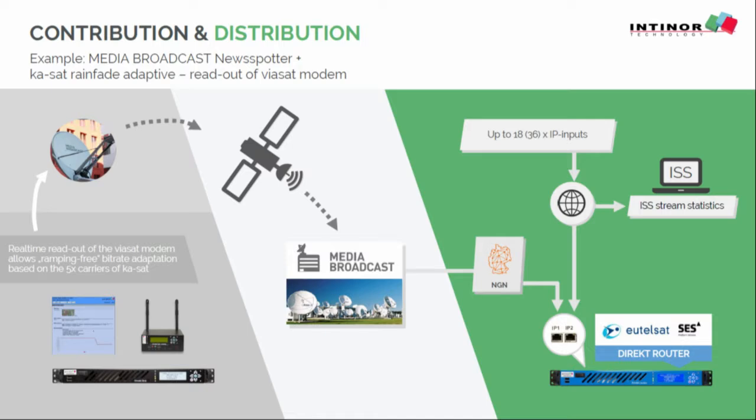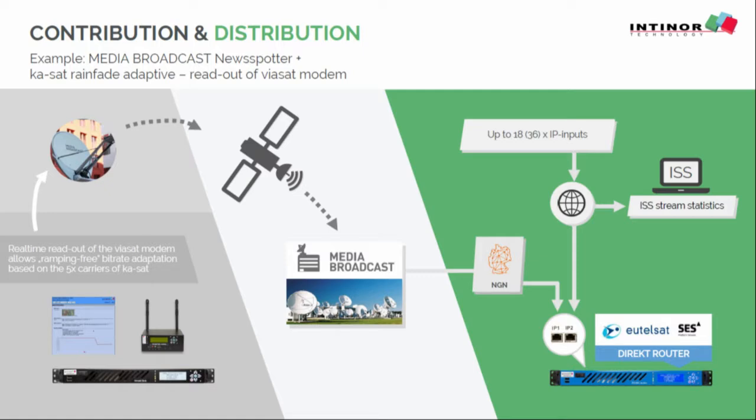So we have partnerships with SkyLogic. They allowed us to read out the Viasat modem so we understand the carriers. And based on the carriers, you can see there's a little graphic representation of how stable the bitrate is produced. When the carrier drops, we go to that target bitrate for the carrier immediately.